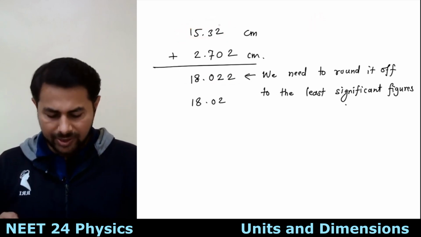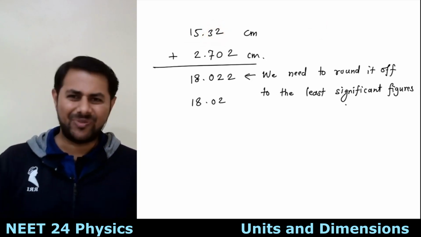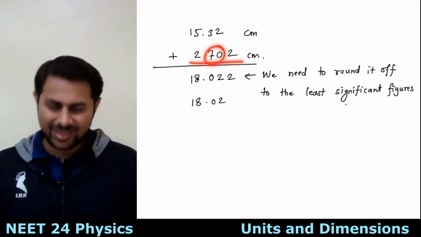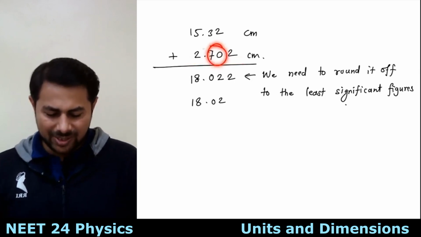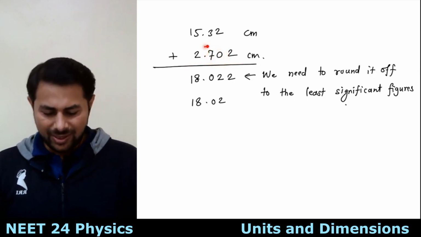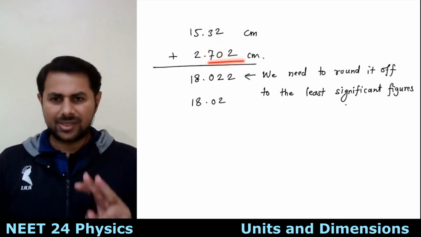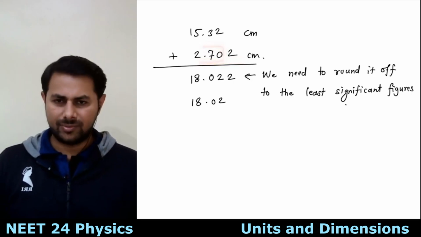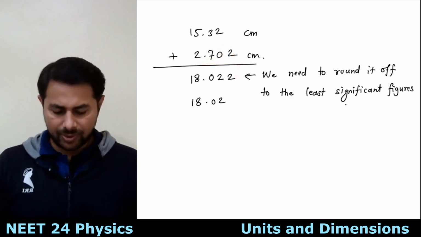And the precision is up to 2 digits after the decimal point, okay? So here also significant figures are 4 only. That's not the problem, but the precision is different, okay? So precision here is up to 3 digits after the decimal point. So we need to round it off, okay? So first we add up and then we round up.